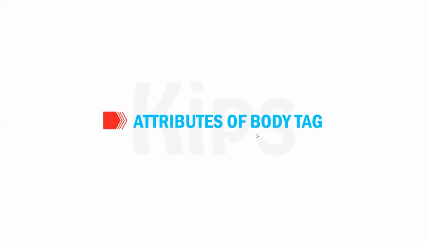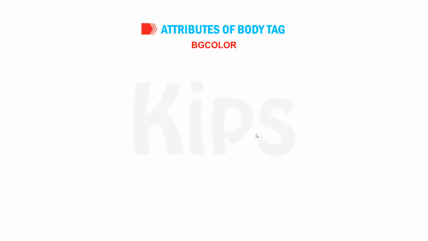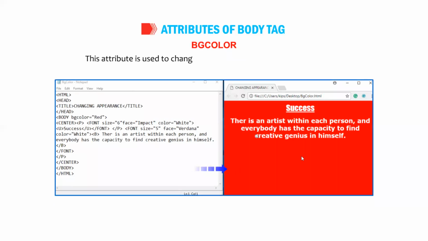Okay students, let me tell you about attributes of body tag. Background color. This attribute is used to change the background color of the web page. Syntax: <body bgcolor="red">.